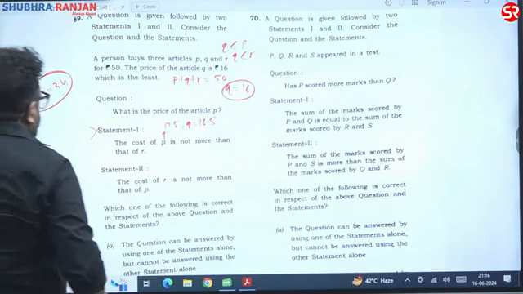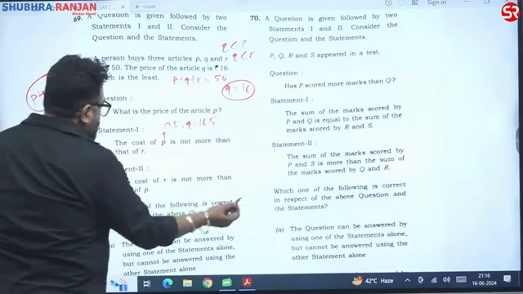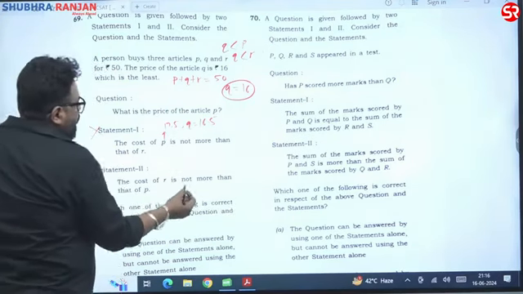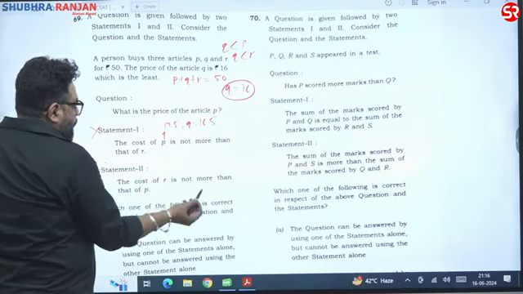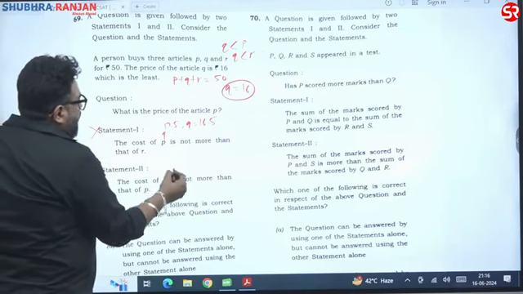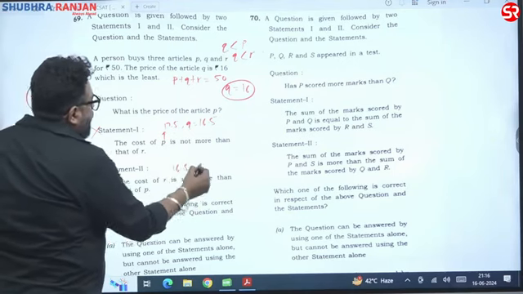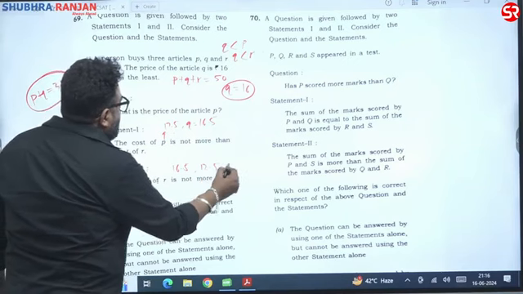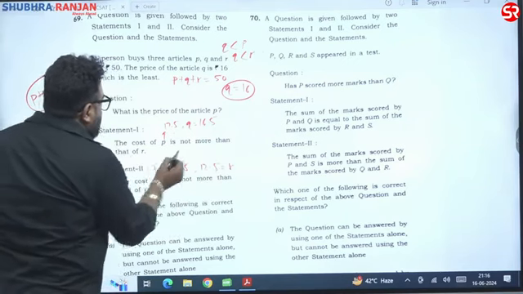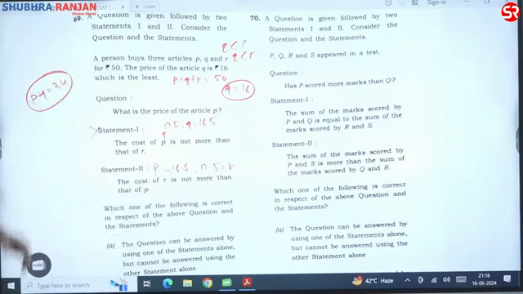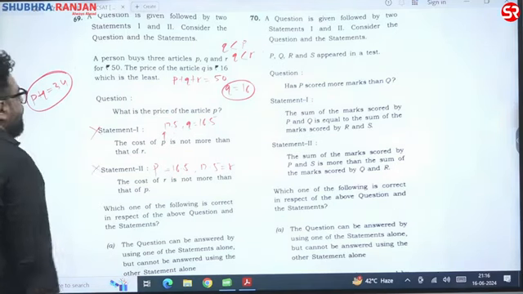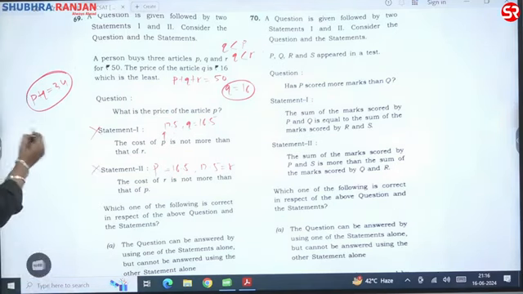Similarly, the second statement: the cost of R is not more than P. So let's see what we can do there. Take R equal to 17 and P equal to 16.5. So it is possible. It is not like anything else. So not possible alone. Then if I combine them together, P is not more than R, P is less than or equal to R. That is the meaning.